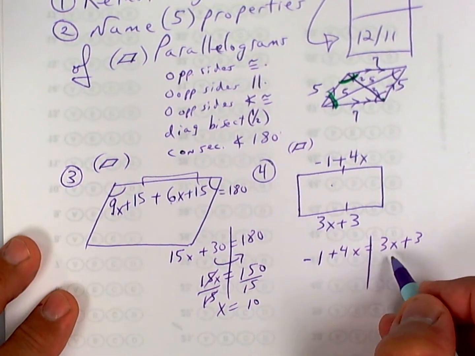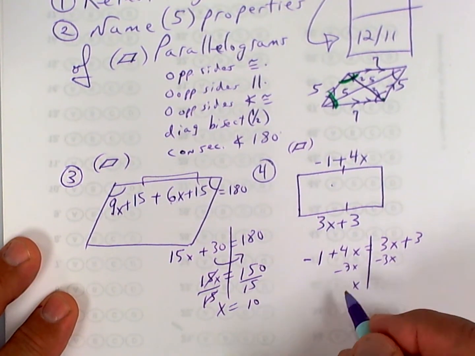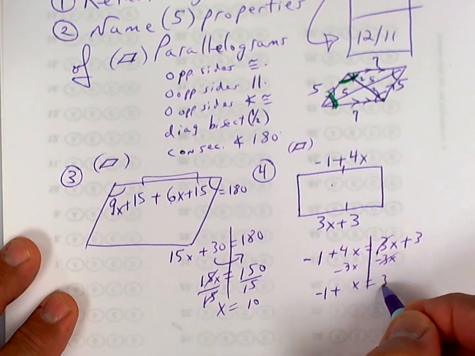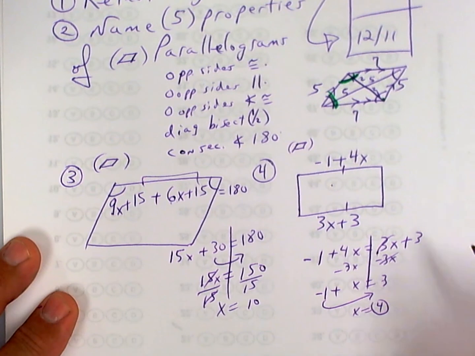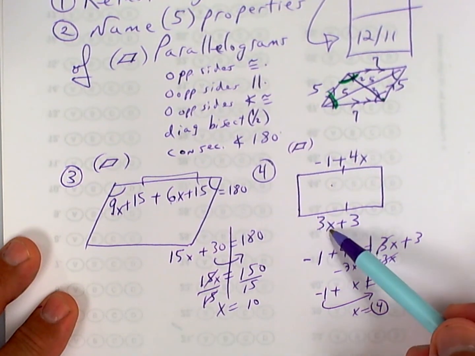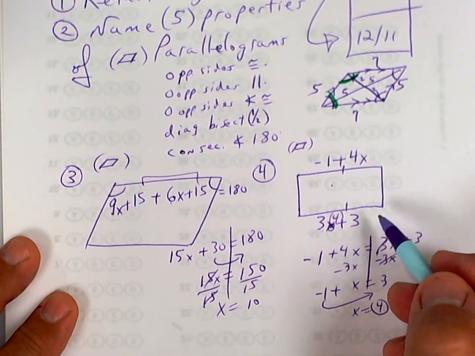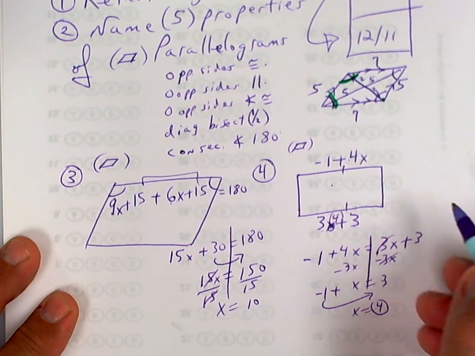All right, anyway, so we're going to subtract 3x from both sides because it's smaller. So we're going to get x, this is a negative 1, equals 3. Now we're going to add 1 and get x equals 4. So if you want to find out the sides, you would do 3 times 4. Scratch that out and put a 4. So that's 12, 13, 14, 15. So both sides should be 15.